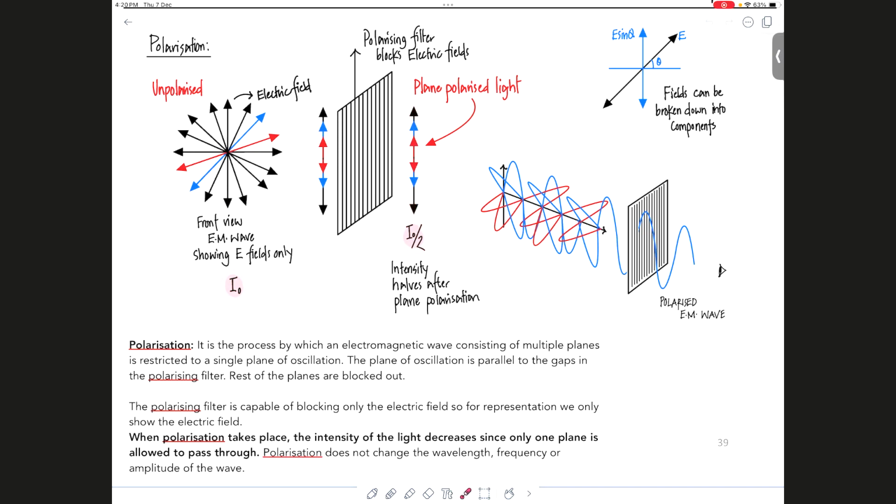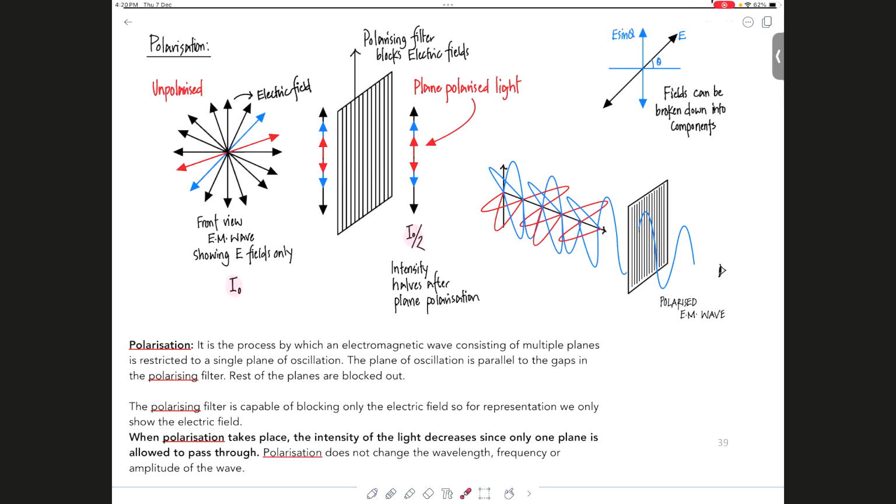So what's the definition of plane polarized light? It's light that consists of oscillations in what plane? Single plane. Okay, so that's plane polarized light. And what do we call this one? Unpolarized light. And that's what we have done so far. So we learned that if you have light that is unpolarized and you pass it through a polarizing filter, it becomes plane polarized.